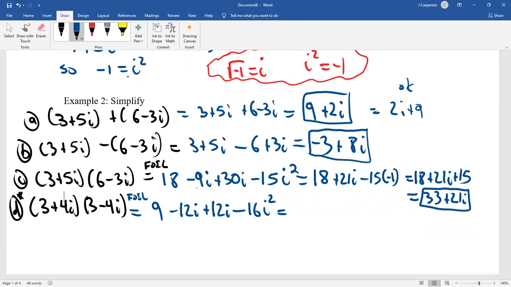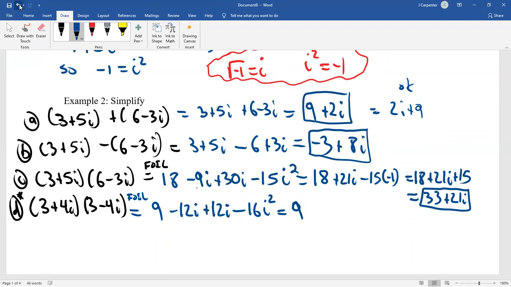The negative 12i and the positive 12i, these are like terms, so we're going to combine them. But they're very special like terms. They are opposites of each other. They will cancel. The negative 12i and the positive 12i cancel each other out. That is the entire point of this product and what we're going to use leading into the division version. The fact that the outer and the inner cancel. Whenever you have this setup, this a plus b times a minus b, the outer and the inner will always cancel. So there is no i term.